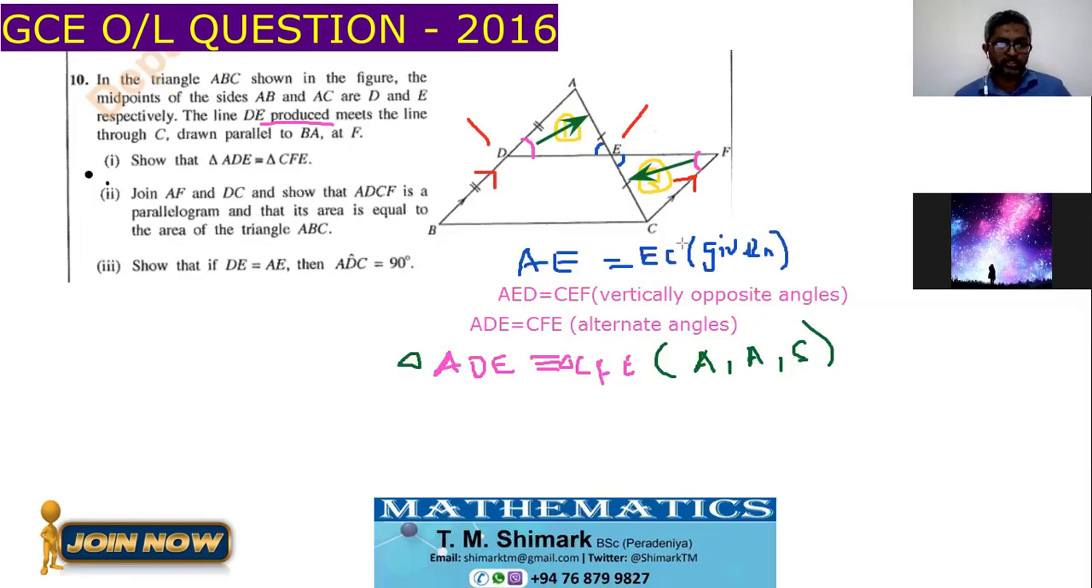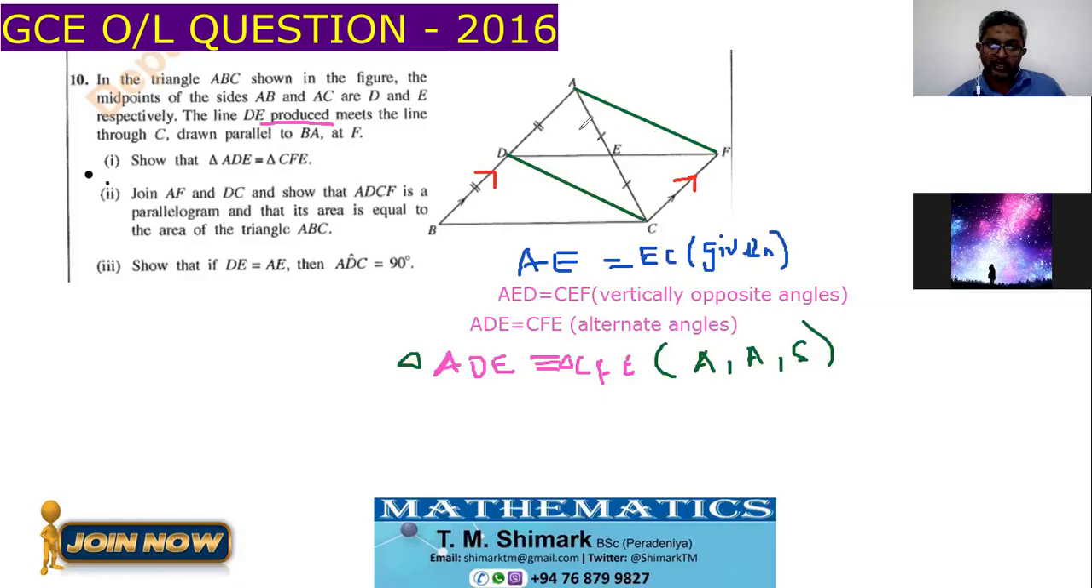Now the question is: join AF and DC and show that ADCF is a parallelogram. Join AF and DC, and show that it is a parallelogram. Can we show it? We were thinking of two triangles, triangle 1 and triangle 2. These two triangles we said are congruent, and now we have proved that.